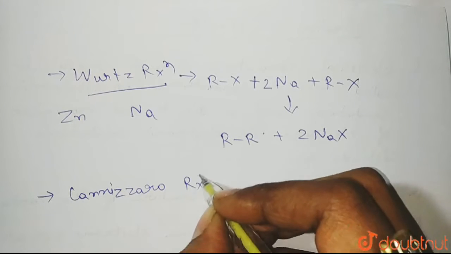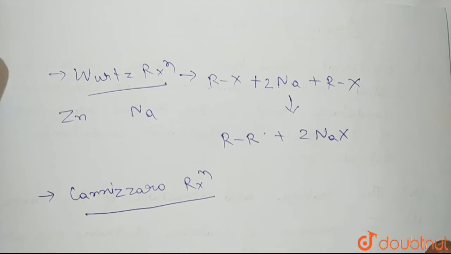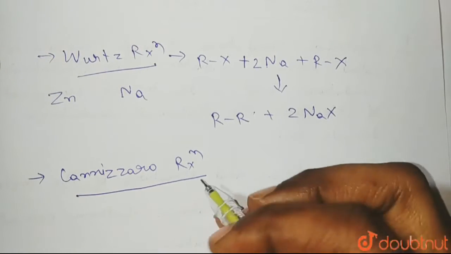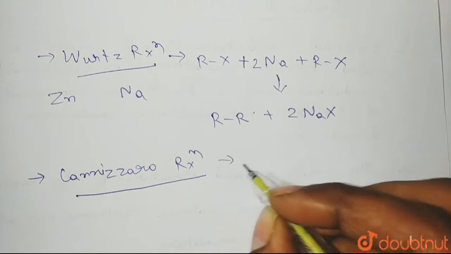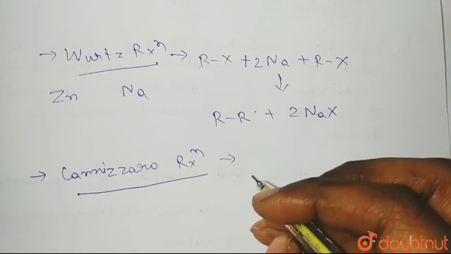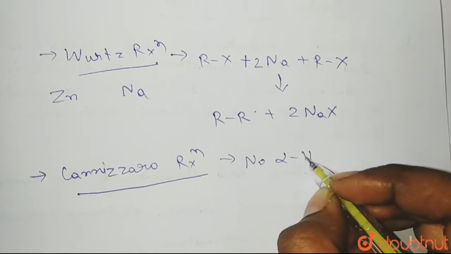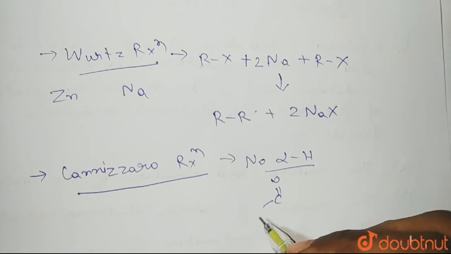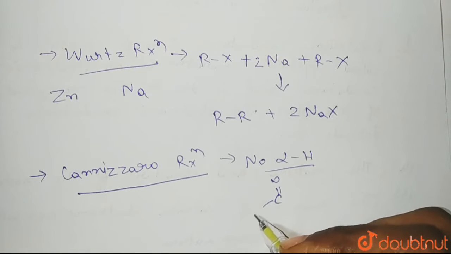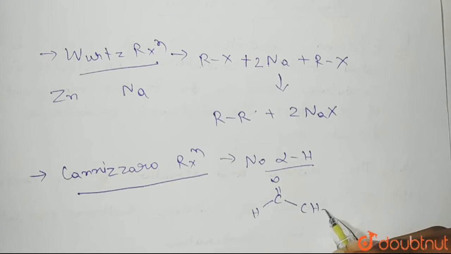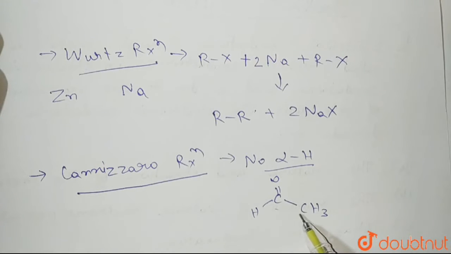Cannizzaro reaction. Now in Cannizzaro reaction, this is a disproportionation reaction. Before that, there is one more point in this reaction: there should be no alpha hydrogen present. That means the carbon next to the carbonyl carbon should not have alpha hydrogen. Let's say this is CH3, so this is the carbonyl carbon and this is the alpha carbon. This alpha carbon should not have alpha hydrogen.